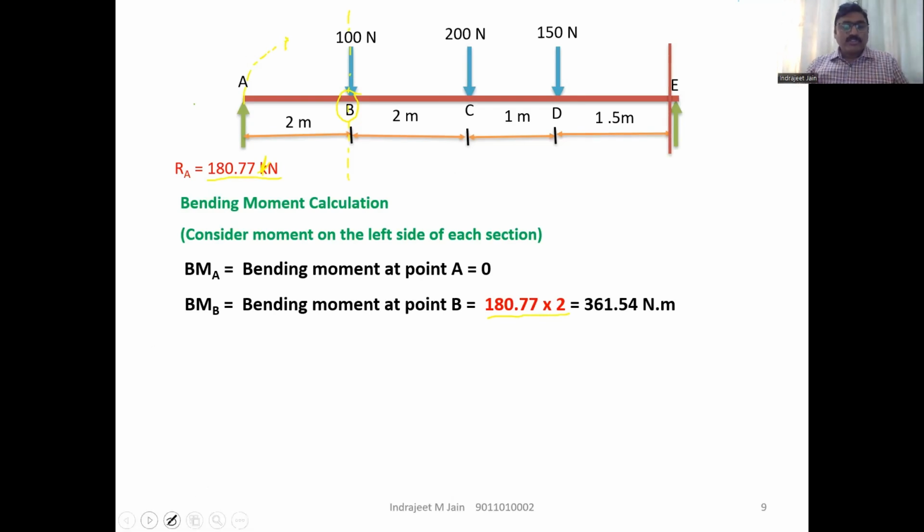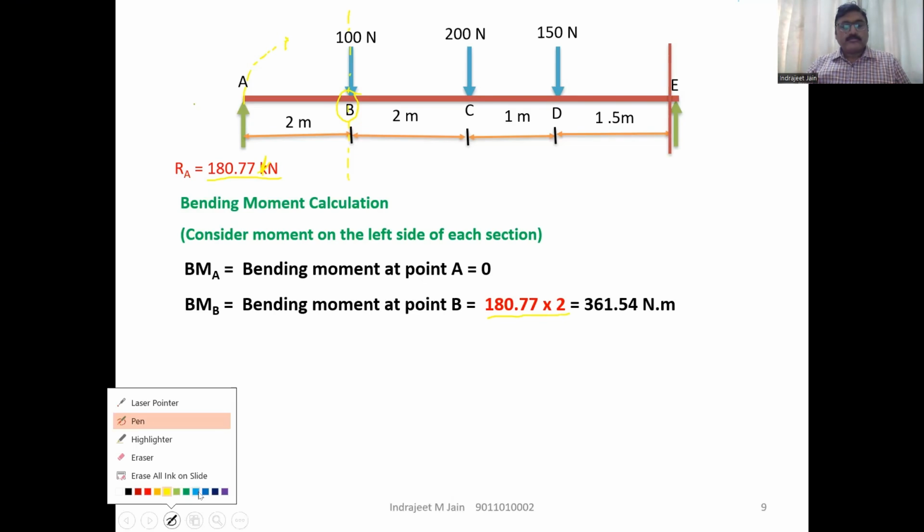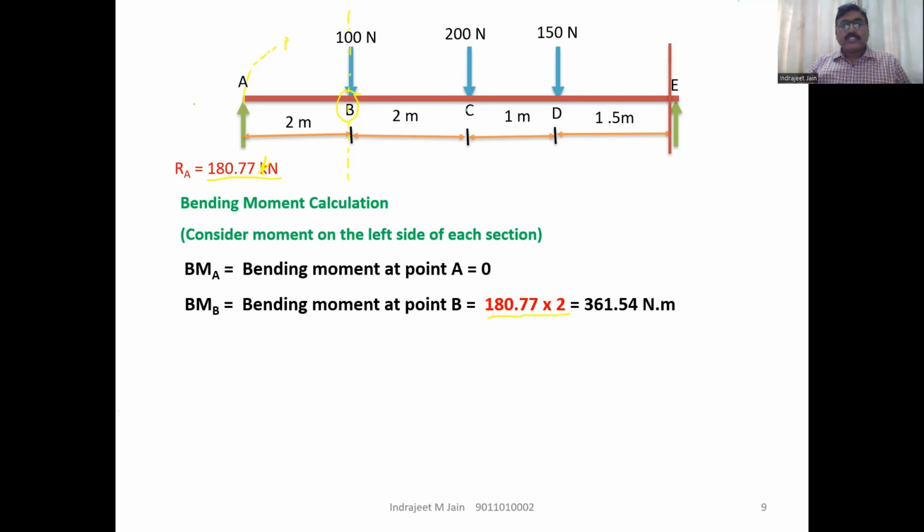Now next we will go for point C. Point C is here, this one. And on the left side of this point C, we'll take the moment on the left side of this section. So there are the forces: one is this RA, 100 Newton, and 200 is acting on the point C. So there is no moment because of 200.